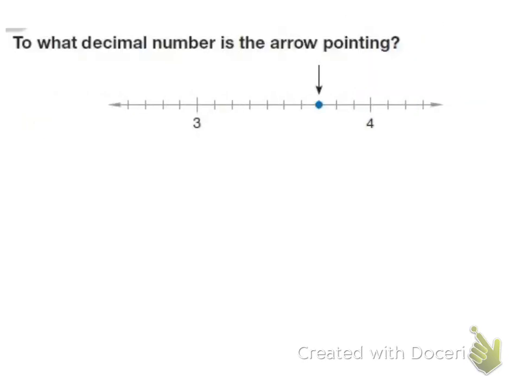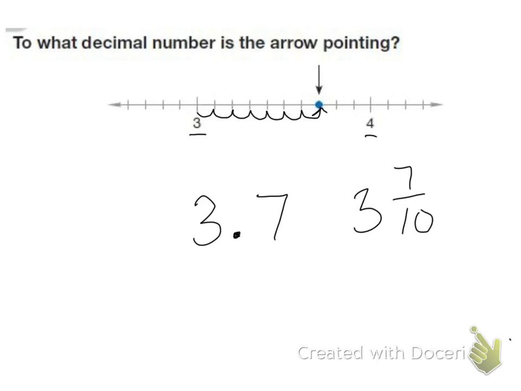Okay, all right. This problem says, to what decimal number is the arrow pointing? Well, we want to look. It's between 3 and 4, so I know it's going to be 3 point something. So now I need to see how many segments there are between the 3 and that dot. So we go 1, 2, 3, 4, 5, 6, 7. So since there are 7 segments in between, my answer would be 3.7. If I did this as a fraction, it would be 3 and 7/10.